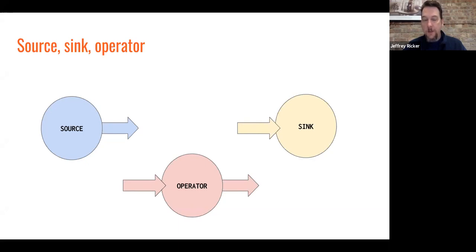Very basic concept. A source is anything that creates a stream of data, that creates a stream of events. A sink is something that consumes them. And an operator is simply something that is both a source and a sink. It consumes events and then produces other types of events, or consumes data and produces other types of data. I will use the word data and event interchangeably.